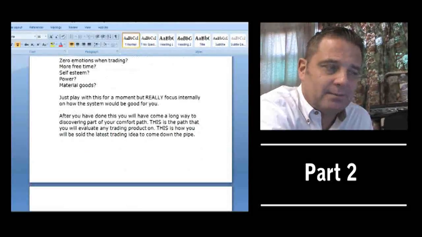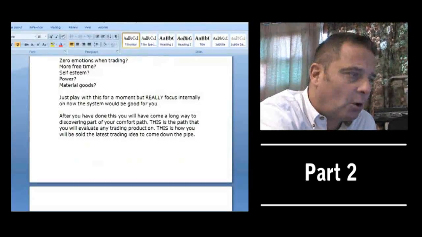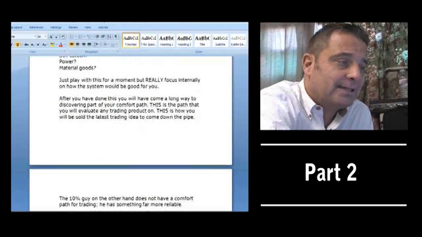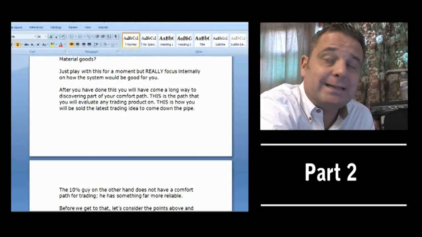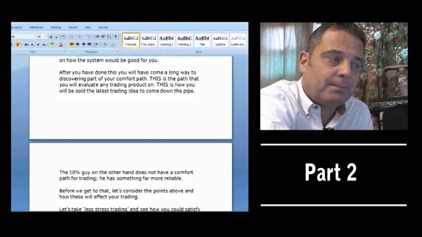After you do that, and take your own time to think about that question, you will have come a long way to discovering part of your comfort path. This is the path that you will evaluate any trading product on. This is how you will be sold the latest trading idea to come down the pipe.